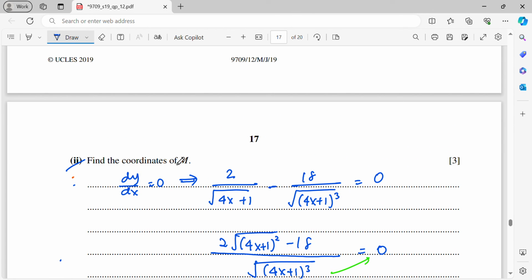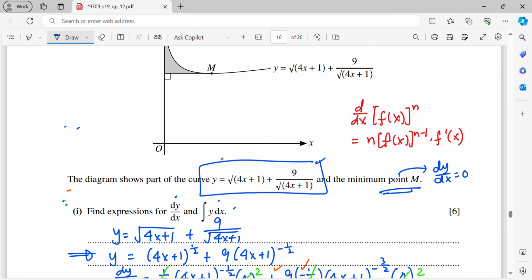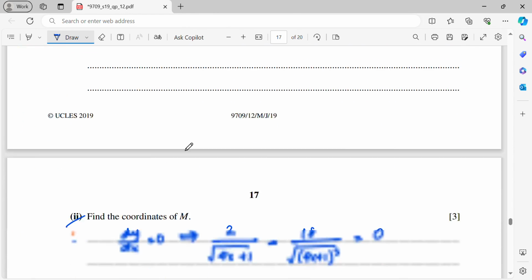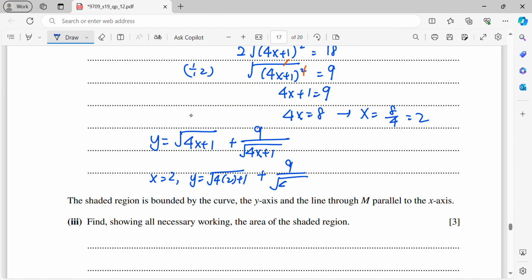And now the question is asking for the coordinates of M. For the coordinates of M, I need to find the y. Therefore, I will substitute back into this y expression. So my y equals square root of 4x plus 1 plus 9 over square root of 4x plus 1. That means when my x equals 2, I will get y equals square root of 4 times 2 plus 1 plus 9 over square root of 4 times 2 plus 1. That is square root of 9 plus 9 over square root of 9. That is 3 plus 9 over 3. That is 6. Then here I will just write M is with coordinates (2, 6).